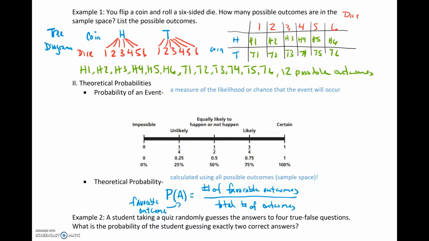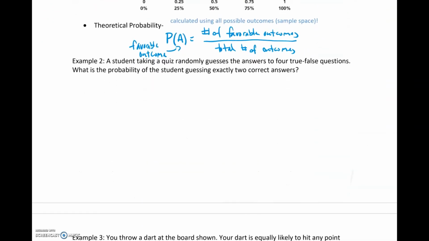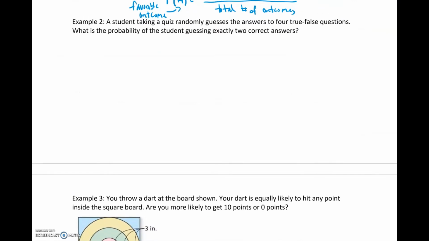Okay, so let's take a look at example 2, where we can use a sample space to help us calculate the probability. In this example, a student is taking a quiz and they randomly guess answers to 4 true-false questions. What is the probability that the student will guess exactly 2 correct answers? So what you'll want to do here is think about how would you list out all the possible outcomes? Because we do need to know how many different combinations of guessing the 4 true-false questions there would be.